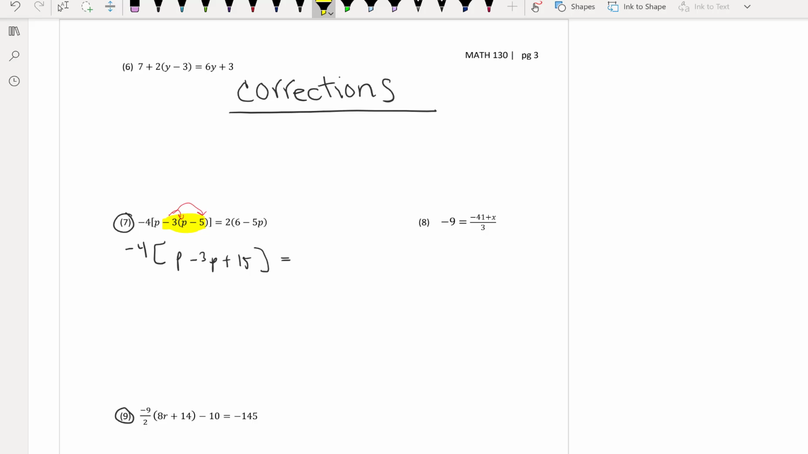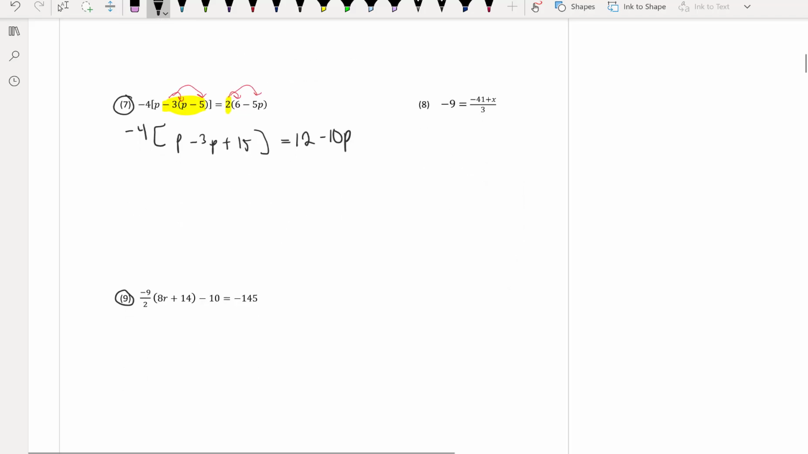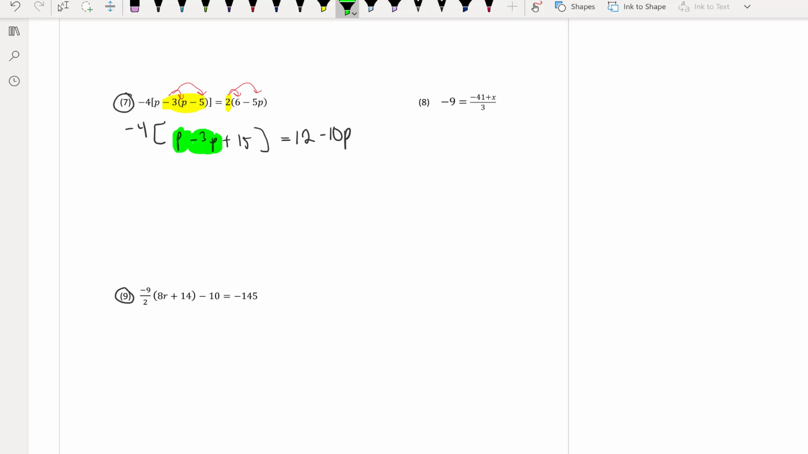Now on this side, this is what I rushed last time. I'm going to multiply that 2 inside the parentheses. So 2 times 6 is 12. I forgot to do that on my last video. I rushed it. Now 2 times -5 is a -10p. So now from here, I'm going to combine like terms. So I have a p-value and a p-value. So I'm going to go ahead and group those together. So I have a -4. And then if I have 1 minus 3, that gives us a -2p. And you still have that positive 15. And you still have 12 minus 10p.